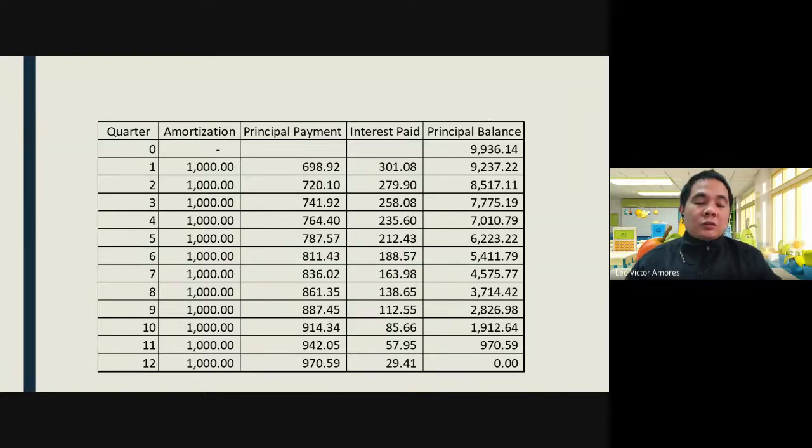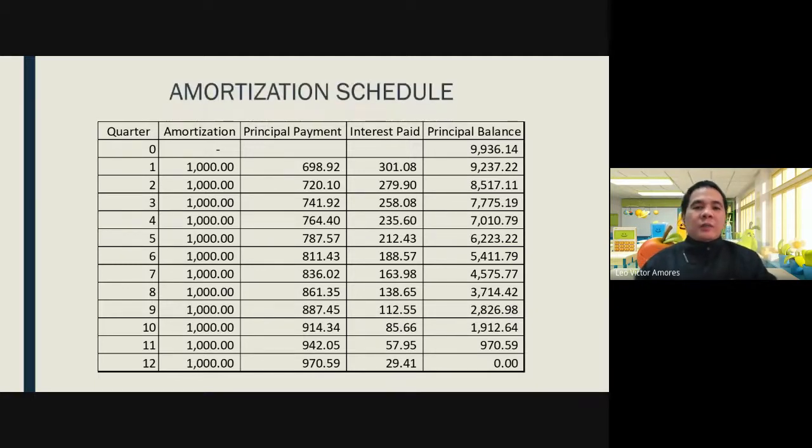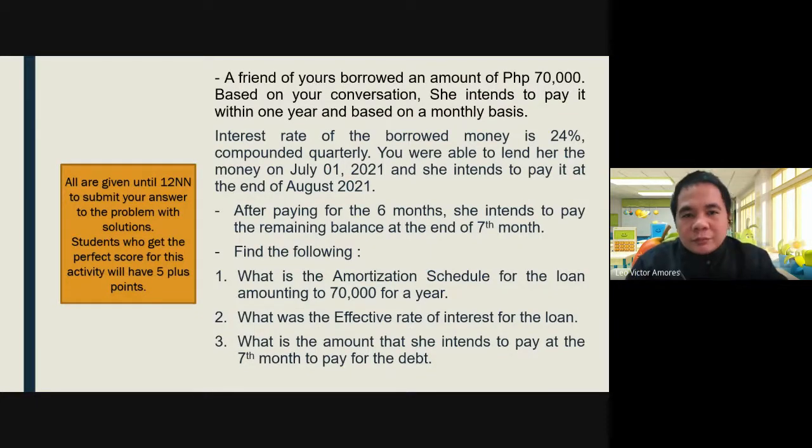So no other question. So if you have no more other question, I think by 10 a.m. your activity number 2 will be up in your Canvas accounts. So here goes your activity number 2.